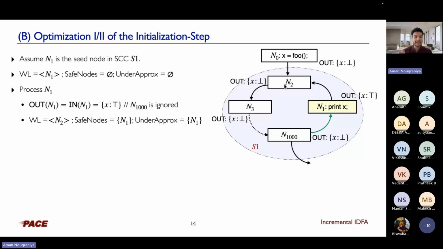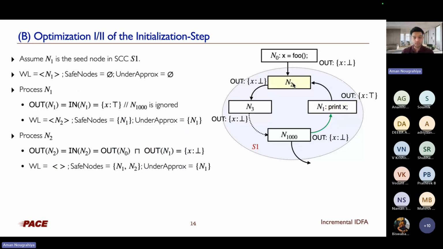Why? Because I did not rely on any potentially unsafe incoming value to calculate the new values for N1. However, N1 is also an under-approximated node. Why? Because I ignored one of its predecessors, which is N1000 in this case. Moving on, I'll then extract N2. If I look at N2, I know that N1 is safe and N0 is also safe because it's from the previous SCC. Therefore, I'll take the incoming information from both of them. My out, however, is still bottom, which is what the original value was. So I won't be adding N3 into the work list, and hence my initialization step will terminate early.